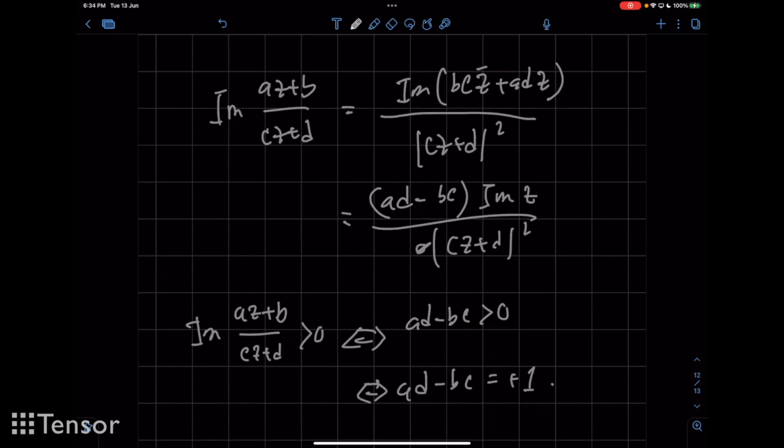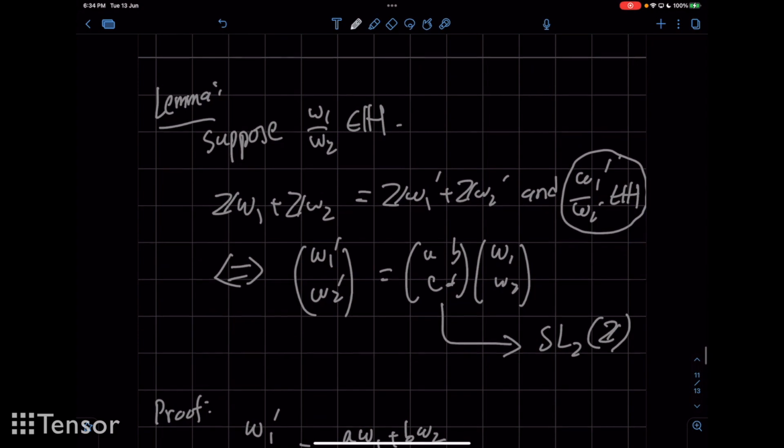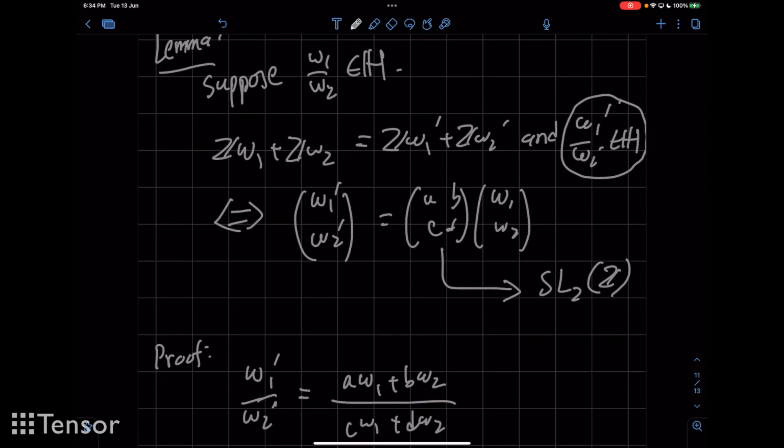Right. So we have proved that two lattices are equal and the ratio of the basis elements is in the upper half plane if and only if the basis elements of the two lattices are related by a transformation of SL2Z. Right. So yeah, we can get an idea that the group SL2Z is of real importance for us.